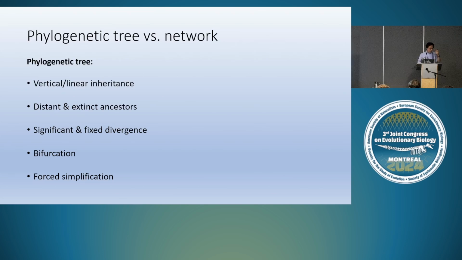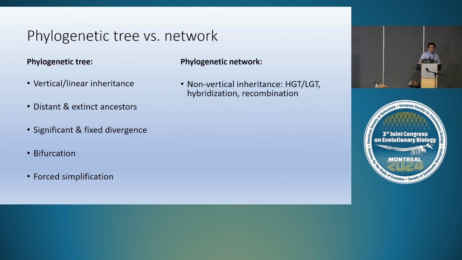That's why, instead of the phylogenetic tree, I would advocate for the phylogenetic network approach. So in contrast to the phylogenetic tree, what's the difference? First, instead of assuming vertical linear inheritance, a phylogenetic network can accommodate non-vertical inheritance. That includes lateral gene transfer, hybridization, and recombination.